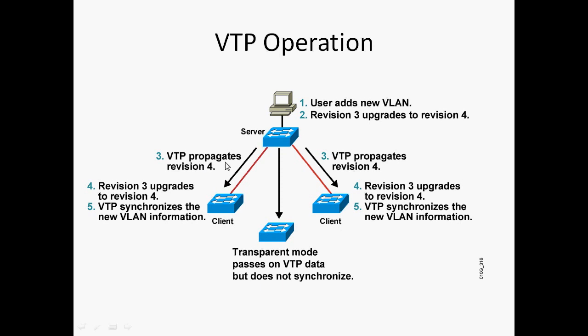So VTP propagates revision number 4 to the client switch. In the client, revision 3 upgrades to revision 4, and VLAN 10 named IT department is created. That information is processed to the client, and the client also automatically creates VLAN 10 named IT department. But in VTP transparent mode, it is not created automatically, because in VTP transparent mode it just passes the VTP server information to the client, but it does not synchronize.